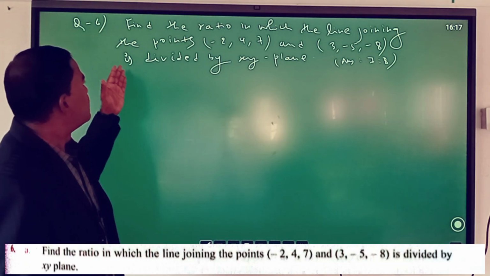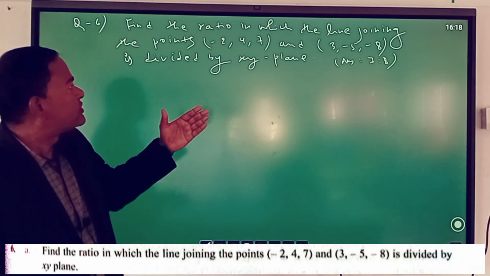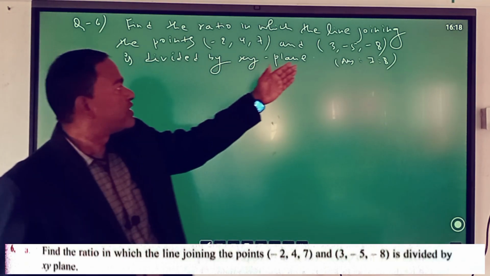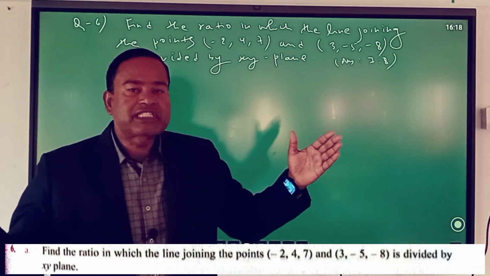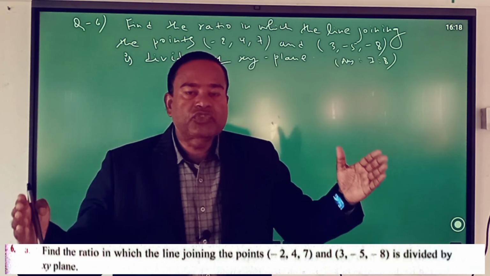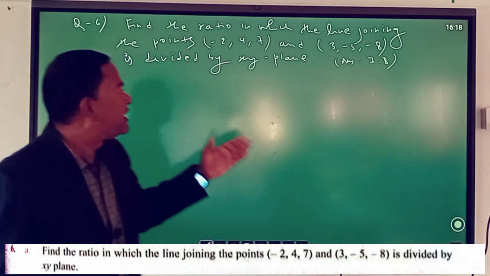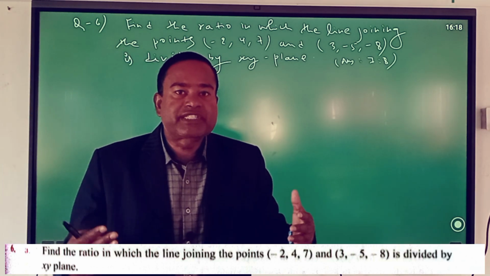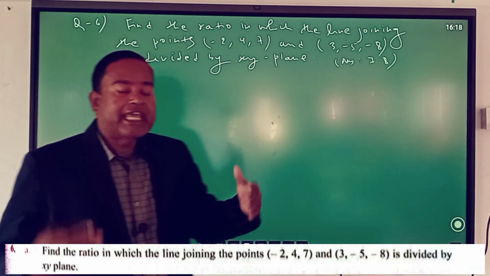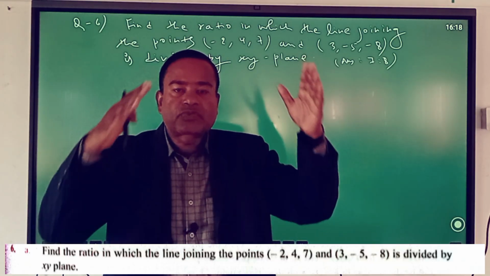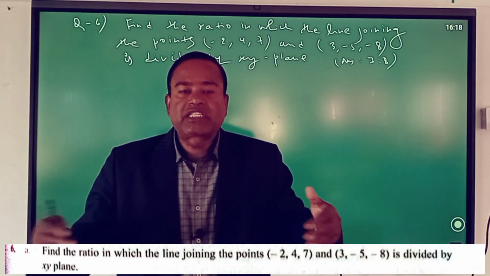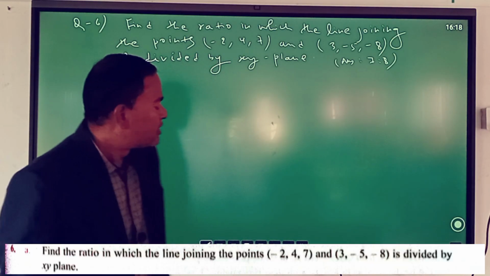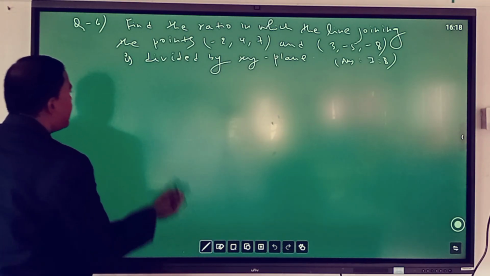The condition is we have to find out the ratio in which the line joining the points is divided by the xy plane. We are given 2 points in this space, and the line joining the 2 points is divided by the xy plane. So we have to find out the ratio. In what ratio does the xy plane divide the line joining the given 2 points? So let's solve it.